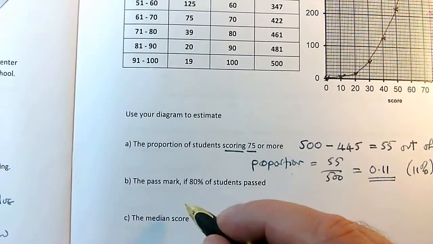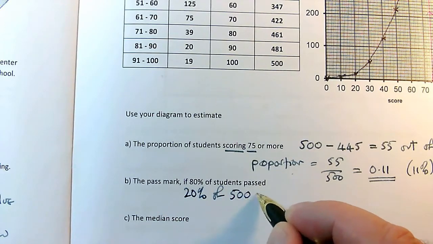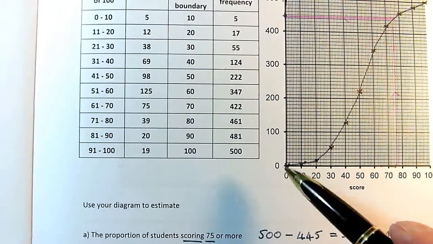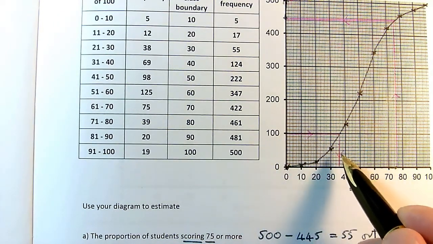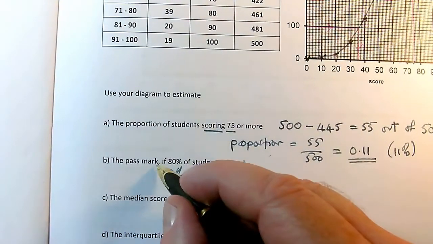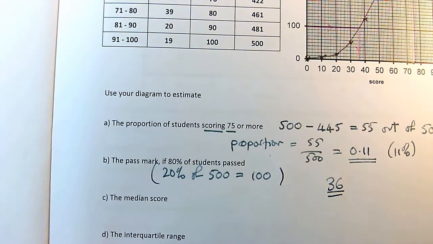What we're working out here is that 20% of 500 equals 100. So at the lower end, which is what we work from on cumulative frequency, I need to go up by 100. So here's that person that just passed, and I make their score 36. Okay, so that was my working, and my answer is 36. I don't cross this out, you want to show everything you've done.